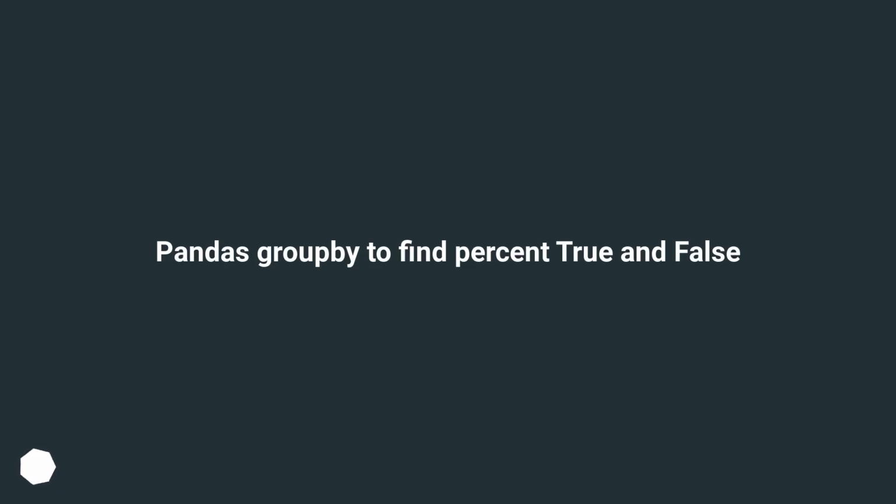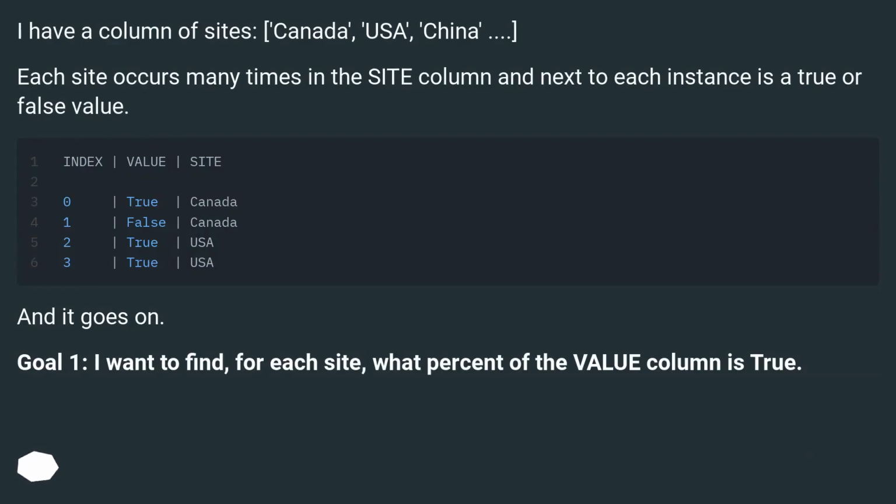Pandas groupby to find percent true and false. I have a column of sites: Canada, USA, China. Each site occurs many times in the site column, and next to each instance is a true or false value.